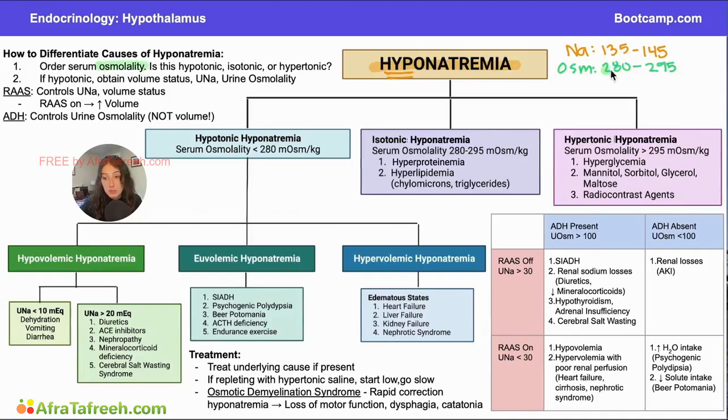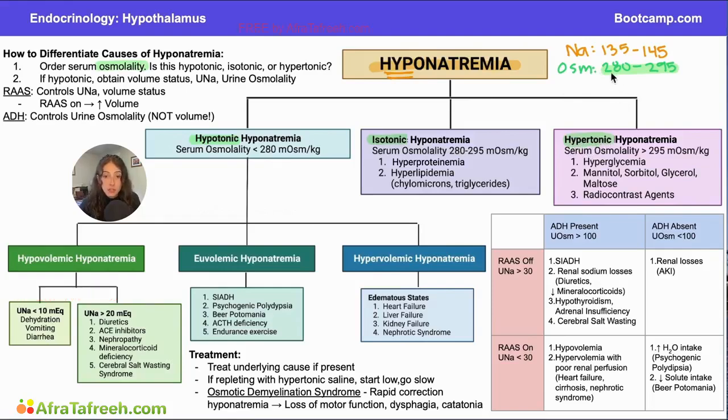Now, normal serum osmolality is 280 to 295. If you're within this normal range, we say that you are isotonic, iso meaning the same, isotonic to the normal range. If you are below this range, we say that you are hypotonic, so you have a hypotonic hyponatremia. And if you are above this range, you are hypertonic. Osmolality, as we've talked about in different videos, is basically a measurement of how concentrated something is. So if we have a higher osmolality, more concentrated, that's why we say you are hypertonic.